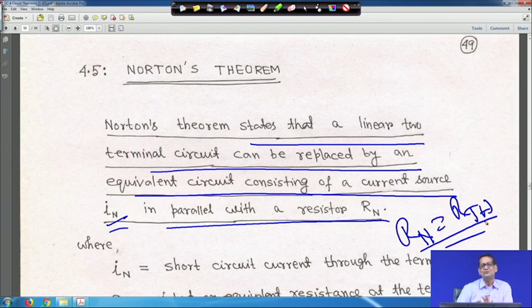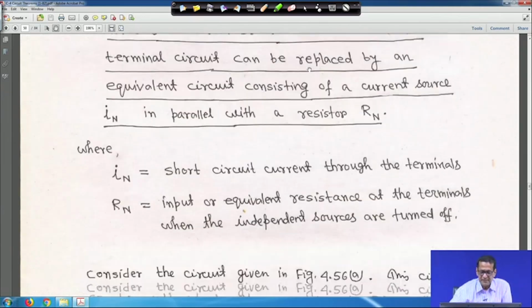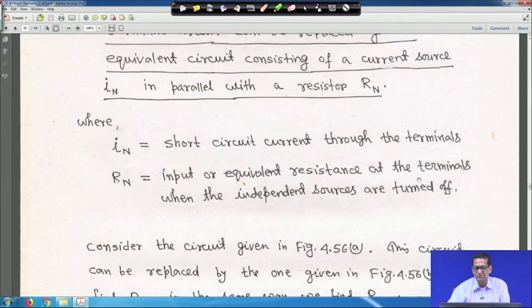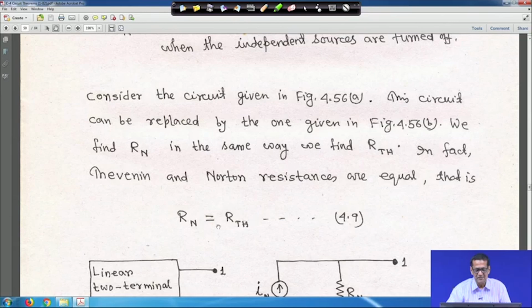When you transform into Norton, it will be a current source with resistance in parallel. In Thevenin, resistance is in series with the voltage source. So, the philosophy is that I N is the short circuit current through the terminals, and R N is equal to the input or equivalent resistance at the terminal when the independent sources are turned off. It is the same as R Thevenin, so R Norton is equal to R Thevenin.